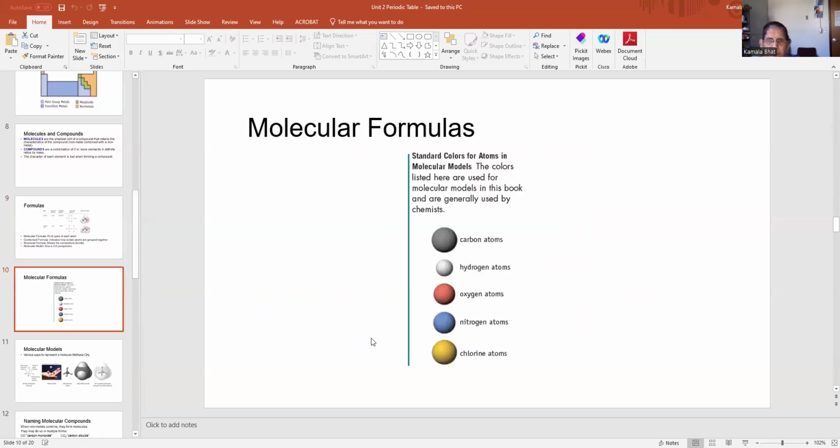Now, when we do the space modeling or molecular modeling, it is very important that we are able to differentiate between the different atoms that are present. And this is done by giving a color coding. Carbon is given a gray color, oxygen is red, hydrogen is white, nitrogen is blue, and chlorine is green. Generally, these are the main colors that are given for molecular models.